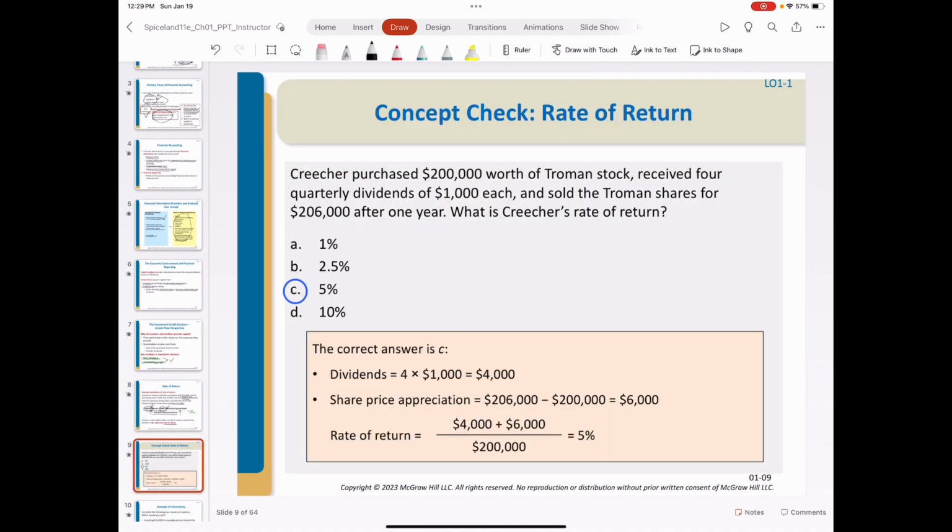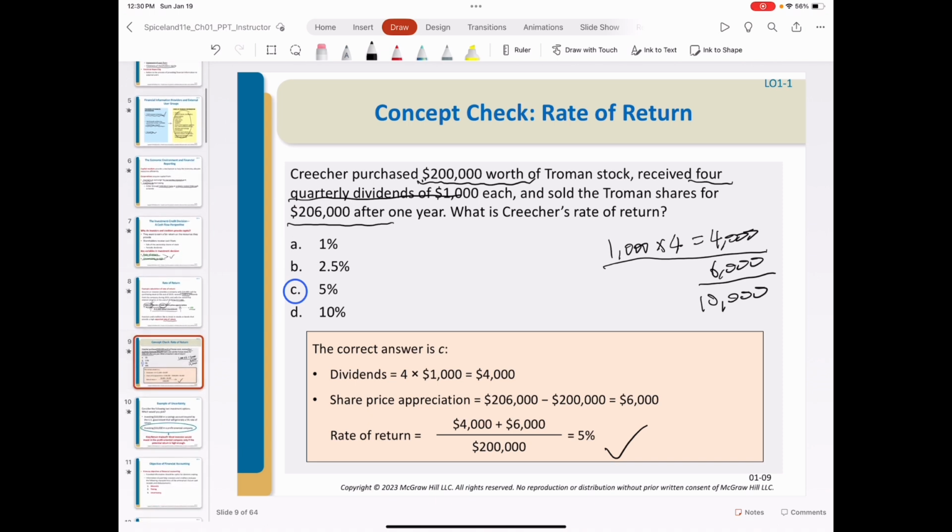There's another example here. The initial investment for the stock is $200,000. The investor receives 4 quarterly dividends. Each quarter the dividend is $1,000. So 4 quarters, $4,000. That's the return from cash dividends. The price of the stock increased by $6,000 from $200,000. So the total return will be $4,000 dividend plus $6,000 stock price appreciation, so that's a total of $10,000. The rate of return is calculated, so the answer is 5%. We use the total return during 1 year divided by the initial investment.